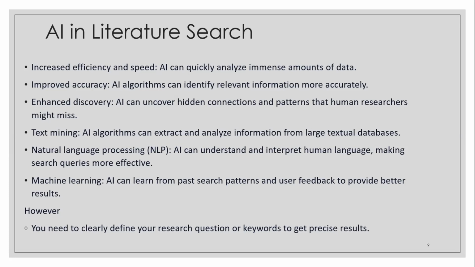Text mining also. The AI algorithm can extract and analyze information from large text databases. If you don't specifically mention Scopus or a certain database, it will give you more information, as you can find in Google Scholar. But you need to filter them. That is the most important thing. You need to filter which papers you can trust and which you cannot. There are some filters you can use in the AI, just as in Google Scholar, where you can limit the date, maybe to the last 5 years. The same thing can be found in the AI.